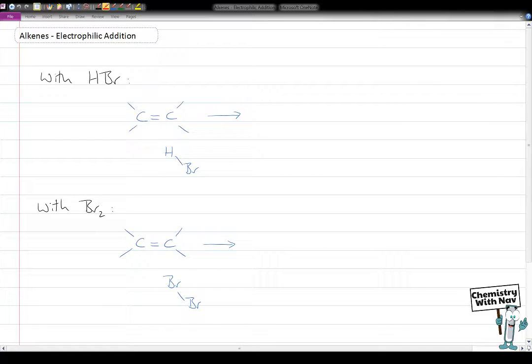In this short video, I want to show you the small difference between the electrophilic addition of hydrogen halides, for instance HBr, and halogens like Br2 with alkenes. So both of them go through an electrophilic addition mechanism, but for any mechanism in organic chemistry there needs to be a reason for it to start.